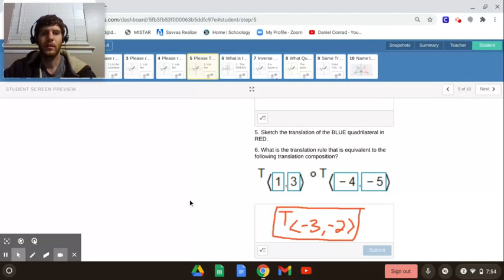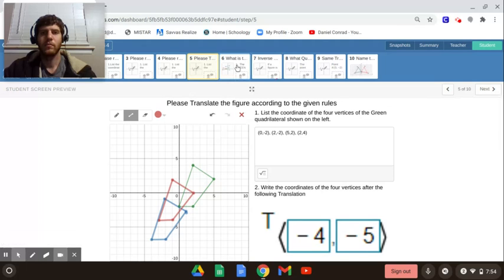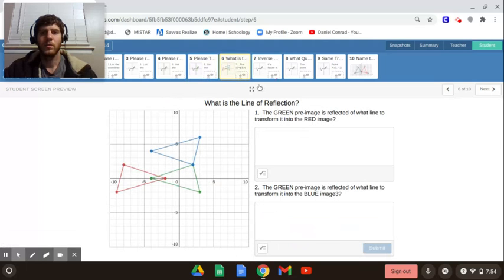Okay, all right, let's go to slide 6 here. This one is asking, what is the line of reflection? The green preimage is reflected over what line to transform it to the red? We should be able to do this visually.